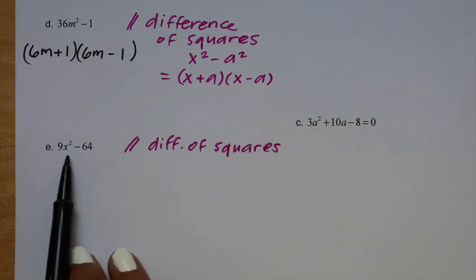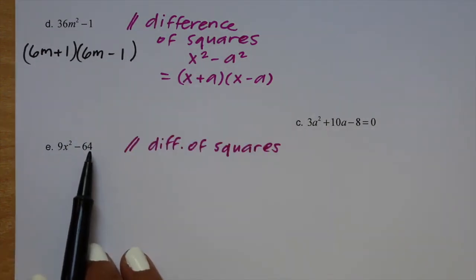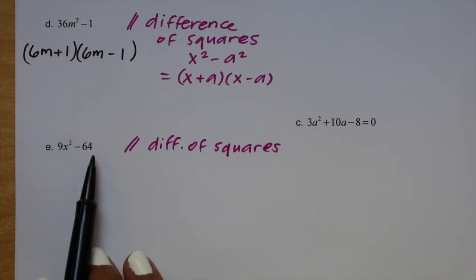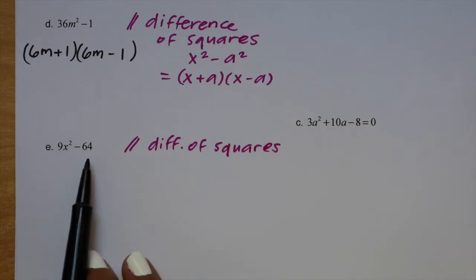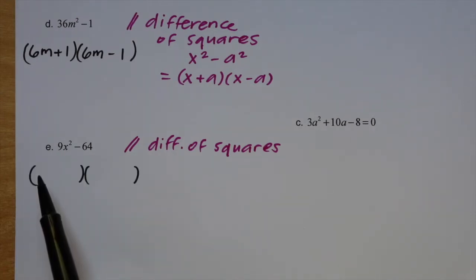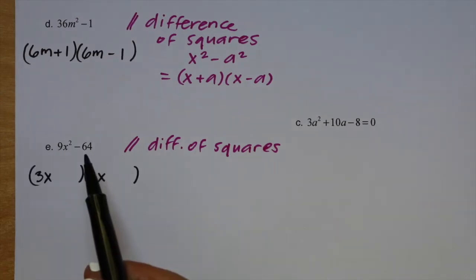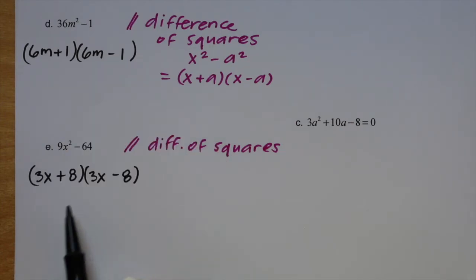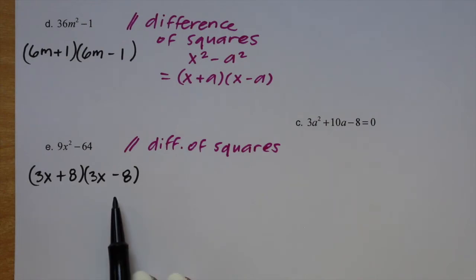For part E, we have the same situation. We have a difference of squares. Right here we have (3x) squared, and right here we have 8 squared. So we're going to use our difference of squares pattern. What you do is you fill in your 3x, and next with your pattern you're going to go plus 8, minus 8. So here's our final answer: 3x plus 8 and 3x minus 8.